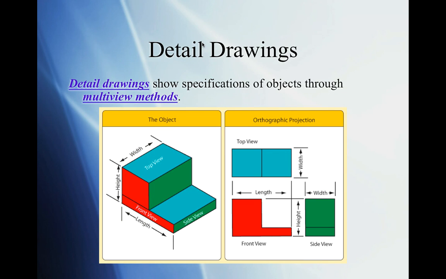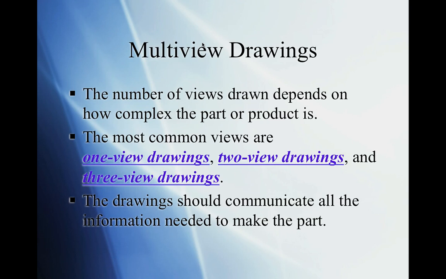Go back to detailed drawings because this is what you did. A lot of this is review. If you look at it, the object, how many sides are there on every object? It's a trick question. If you look at it, you see 3, but there's 6. 6 drawings on every object. In the orthographic projection, which is also called multi-view method or multi-view drawings, we're only going to focus on 3 of them. Now, sometimes you don't need to do 3, and we're going to talk about that.